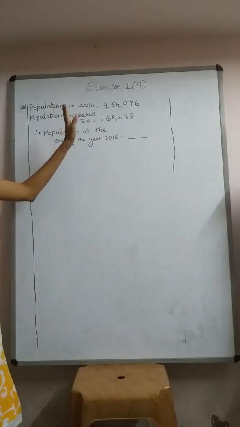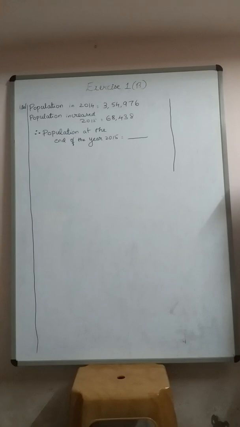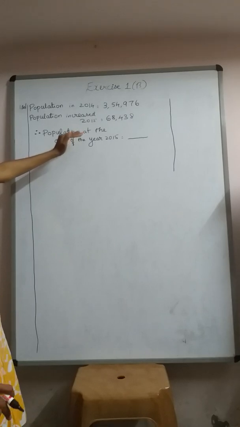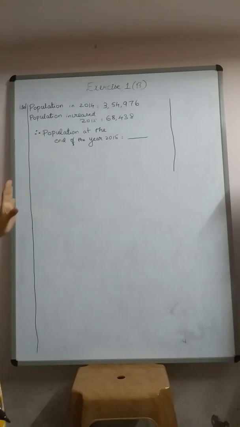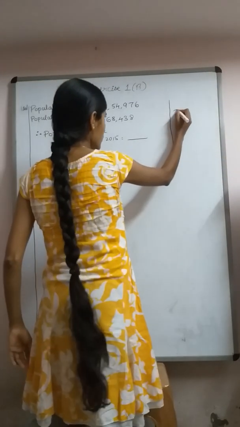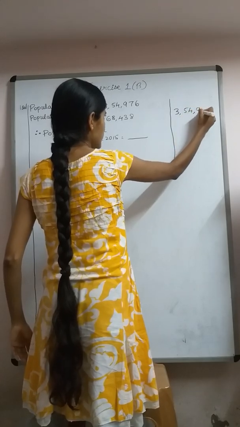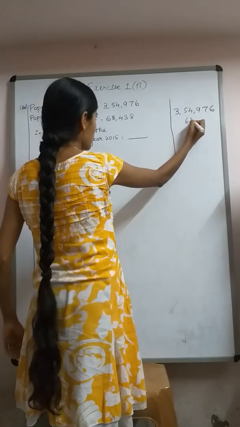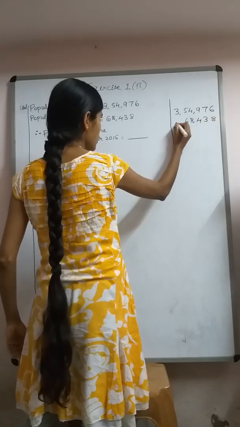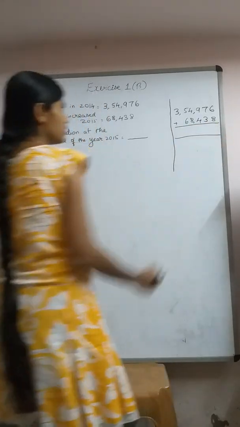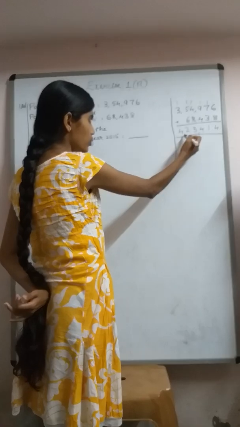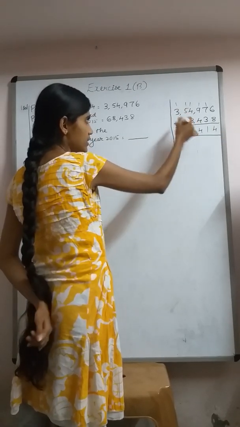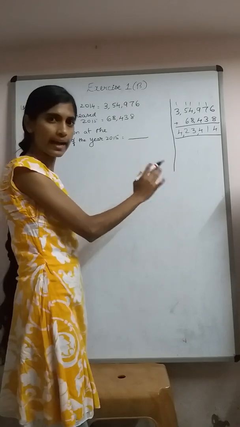Which method you should apply to find the population in 2014 which increased in 2015? So what you need to do? You should apply the addition method. So let us write the numbers in the solution box and let us solve it. Write the numbers correctly and add it. I have solved here. You can see the answer I have got is 4,23,414. This is the addition method. I hope you know to add the numbers.